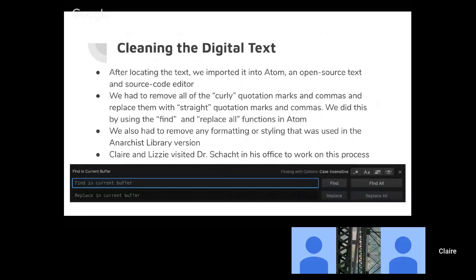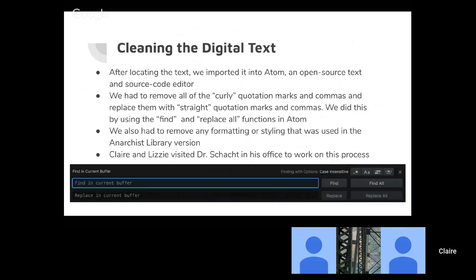So after locating the text, we imported it into Atom, which is an open source text and source code editor. There were a few things that we had to do, such as removing formatting and styling that was used in the Anarchist Library, and then some other things that we found challenging that Claire will touch upon later. We also removed all the curly quotation marks and commas and replaced them with straight quotation marks and commas, which we did using the find and replace function in Atom. So this is just one of the things that we did to clean up the text.